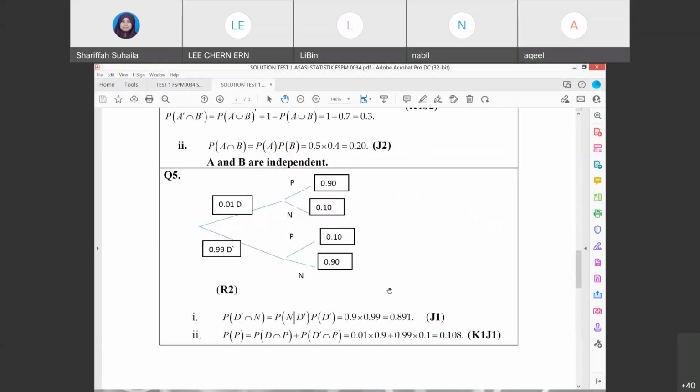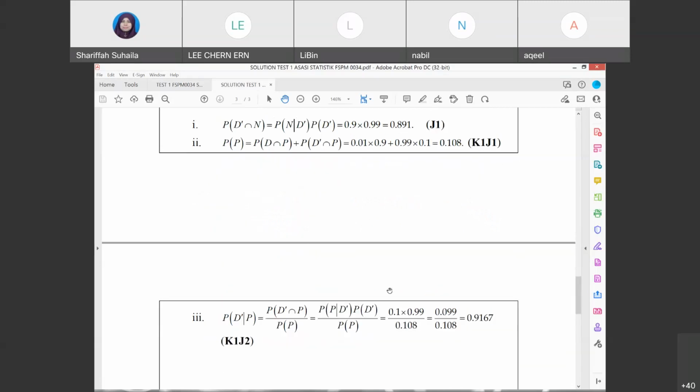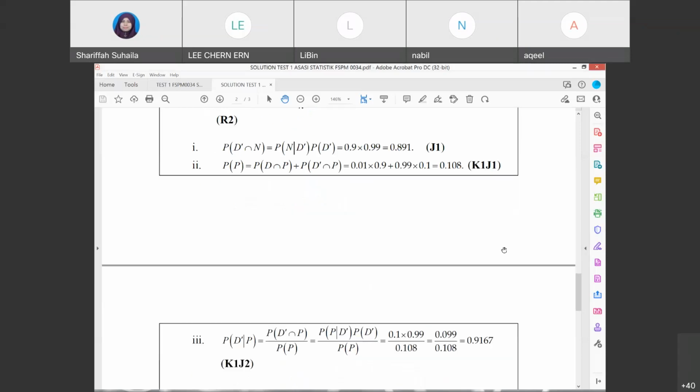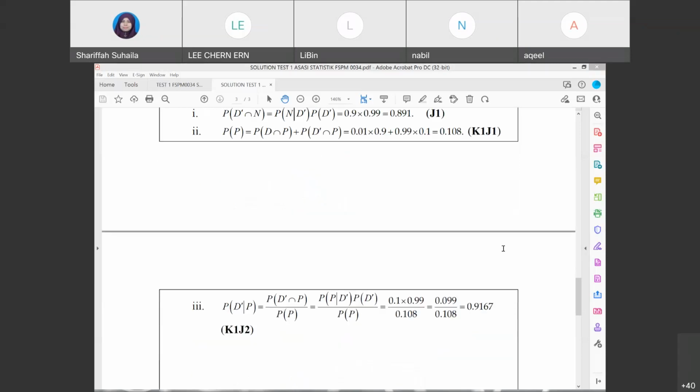So you have checked, the others have not yet. Okay, I just write this on. Number 1, you should get 0.891. Okay. Number 2, try doing it later, check whether you get this answer. And then number 3, 0.9167. Okay, so this is the answer.